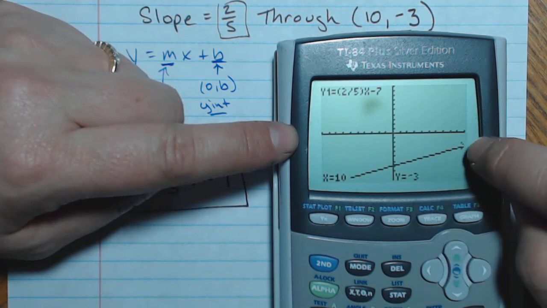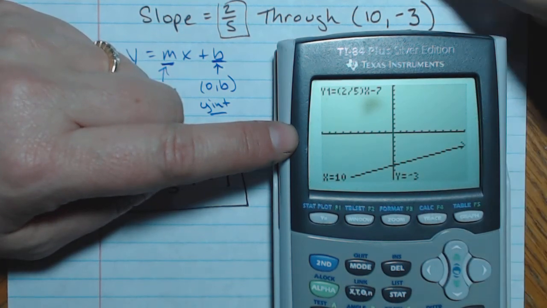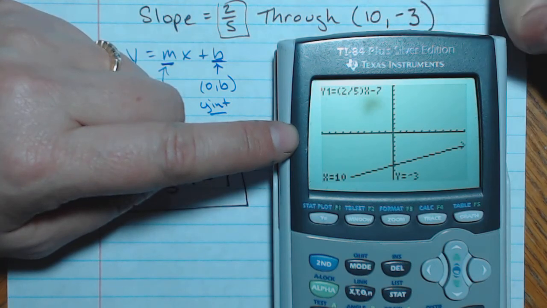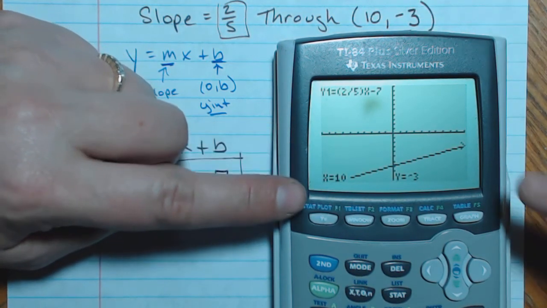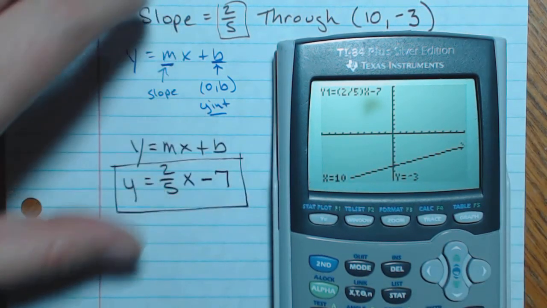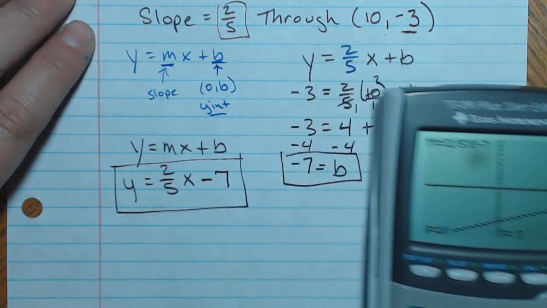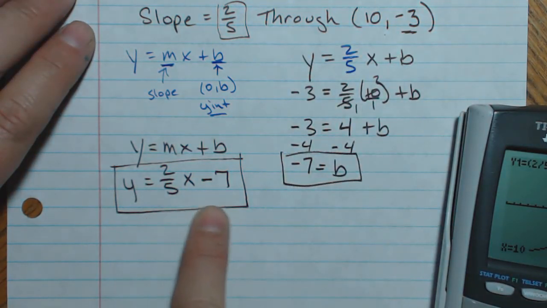It shows that point is right over on the edge of the graph. I wanted that point to be (10, -3), and indeed that was on the line. So I can feel confident in my solution, y = 2/5 x - 7.